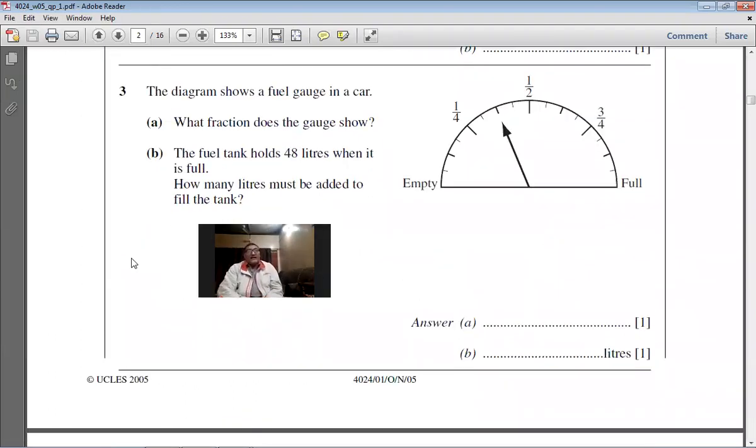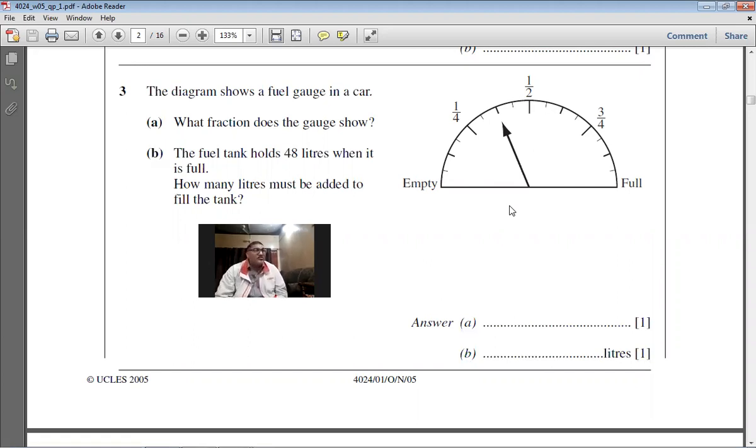It says the diagram shows a fuel gauge in a car. You have fuel gauges in your car. In the dashboard, you can see that gauge. And this meter actually shows how much petrol is in your fuel tank. So if you look here, this is 1, 2, 3, 4, 5, 6, 7, 8, 9, 10, 11, 12, 13, 14, 15, 16. So here on the gauge, we have 16 equal parts.